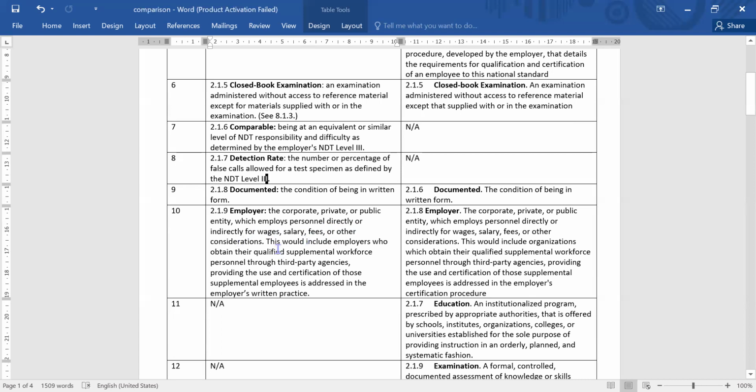Employer: the corporate, private or public entity which employs personnel directly or indirectly for wages, salary, fees or other consideration. This should include employers who obtain their qualified supplemental workforce personnel through third-party agencies, provided the use of certification of those supplemental employees is addressed in the employer's written practice. So for both, same. Education: an institutionalized program prescribed by appropriate authorities, offered by schools, institutes, organizations, colleges or universities established for the sole purpose of providing instruction in an orderly, planned and schematic fashion.